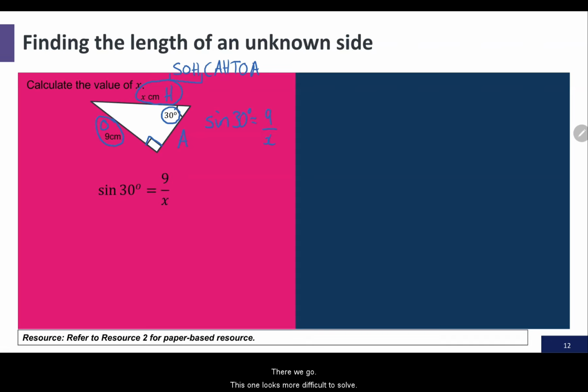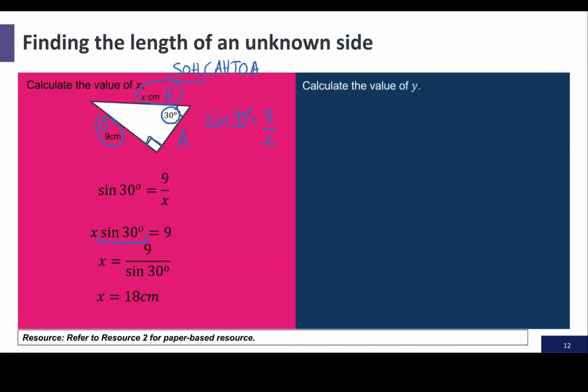And there we go. This one looks more difficult to solve. The first step is to multiply through by x. The next step is to divide through by sine 30. And the final step is to type that exactly in your calculator. Therefore x is 18 centimeters. There is your example. Pause the video and have a go now.